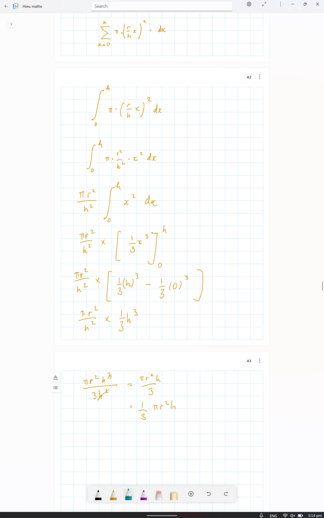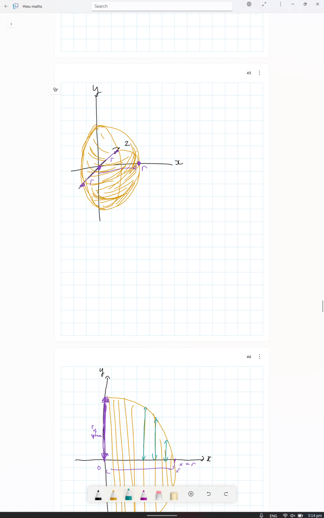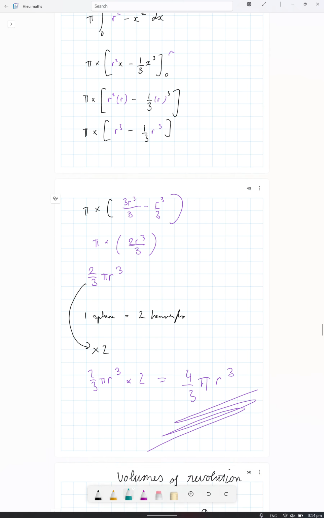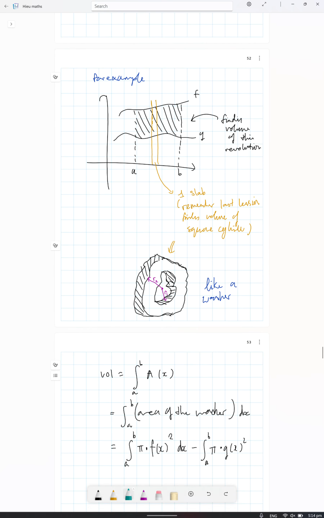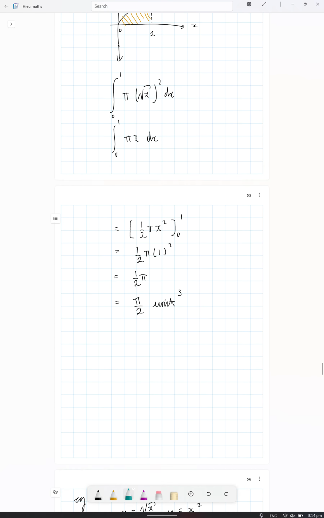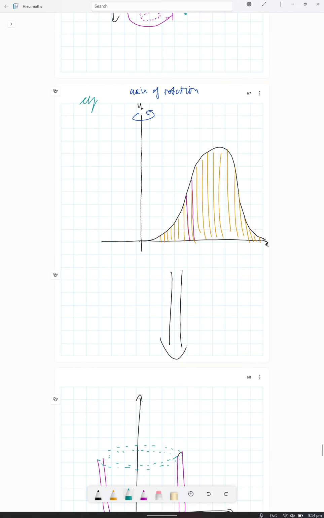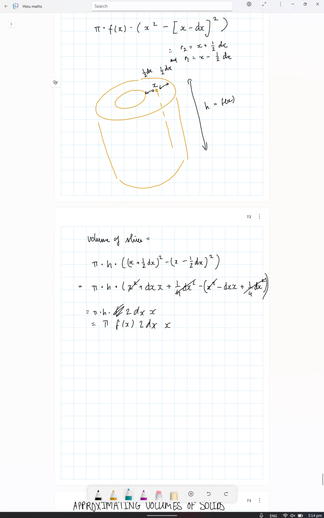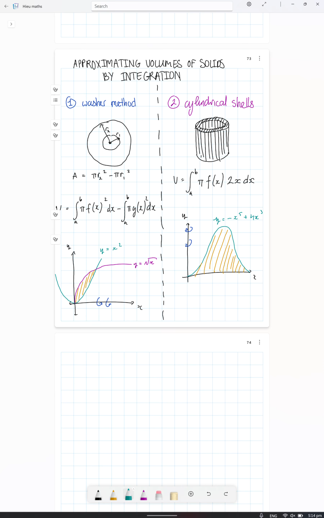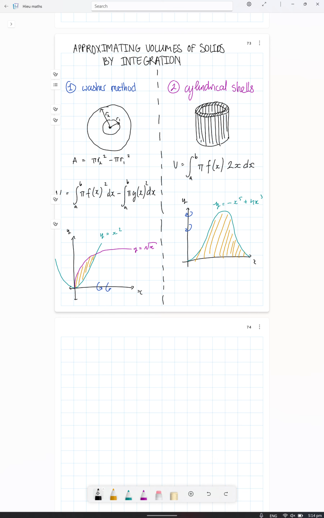So if you haven't seen that video, or if you've forgotten how to do that, and when I say you guys, I mean myself, because I'm going to forget it. That's why I'm making these videos. If I've forgotten this, I could look at that video first before looking at this one, because this one's explaining the different methods, and this builds on that. Okay, so let's talk about the washer method first.